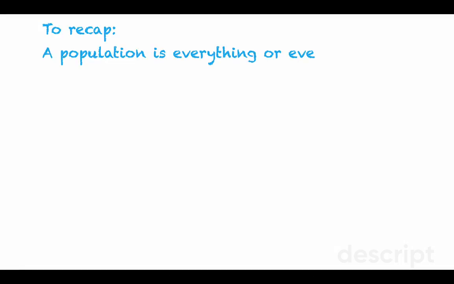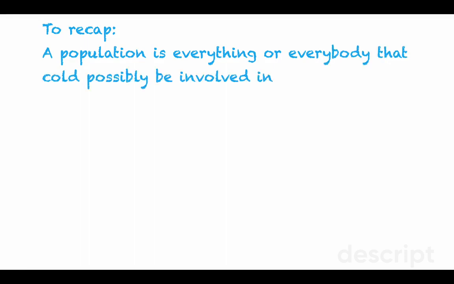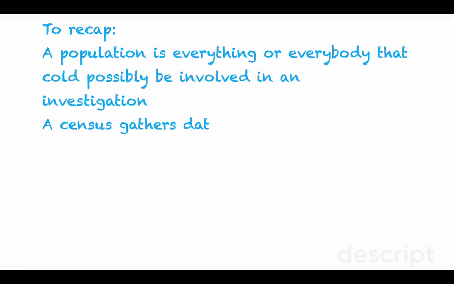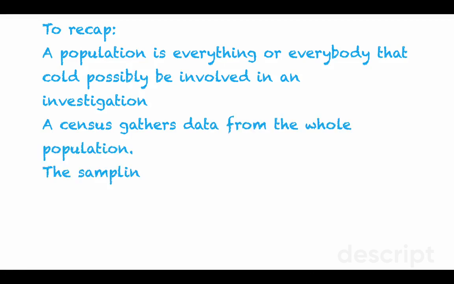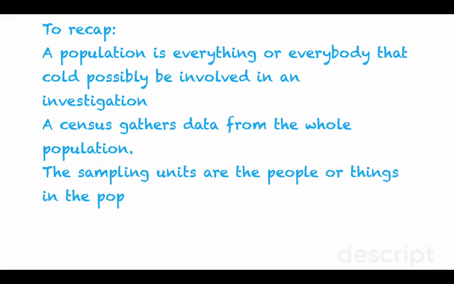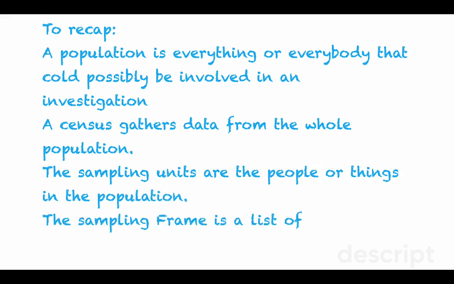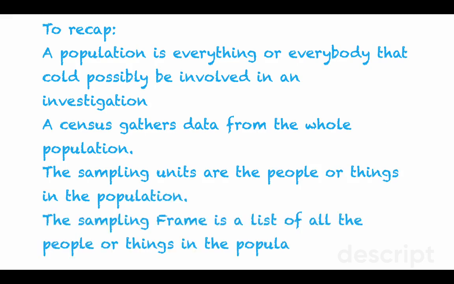To recap, a population is everything or everybody that could possibly be involved in an investigation. A census gathers data from the whole population. A sampling unit is a person or thing in the population. And a sampling frame is a list of all the people or things in the population.